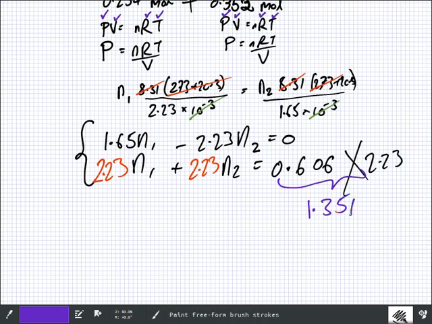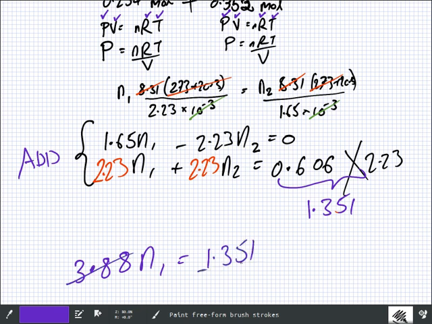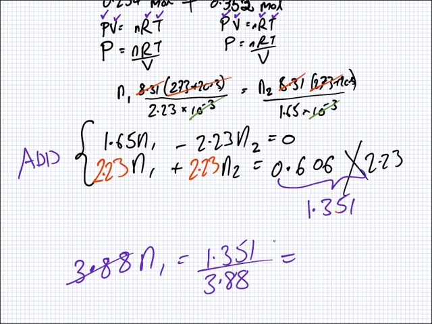1.351. Okay, so if I add these together, I get 3.88 N1 equals 1.351. So 1.351 over 3.88. That's the N1. What's that now? 0.348. Okay. Yeah.